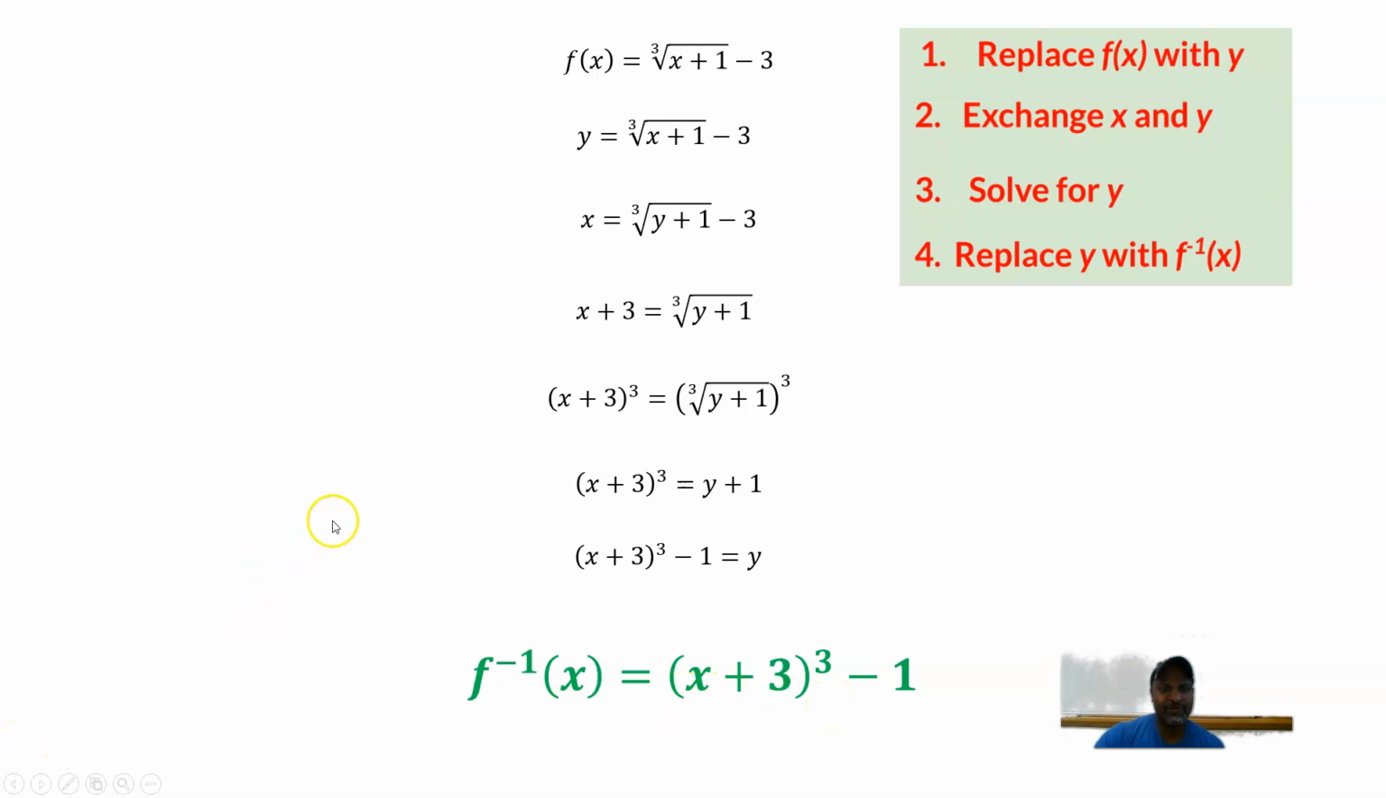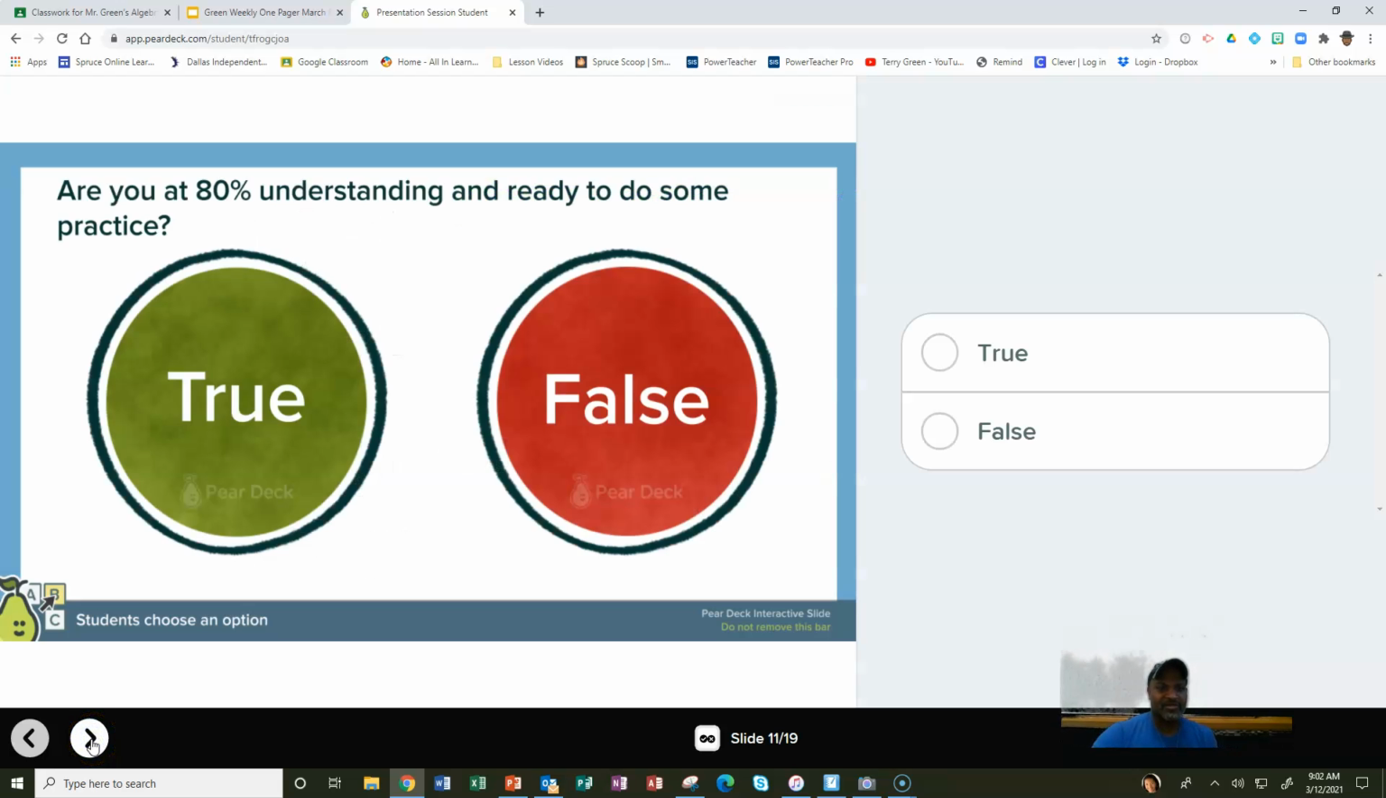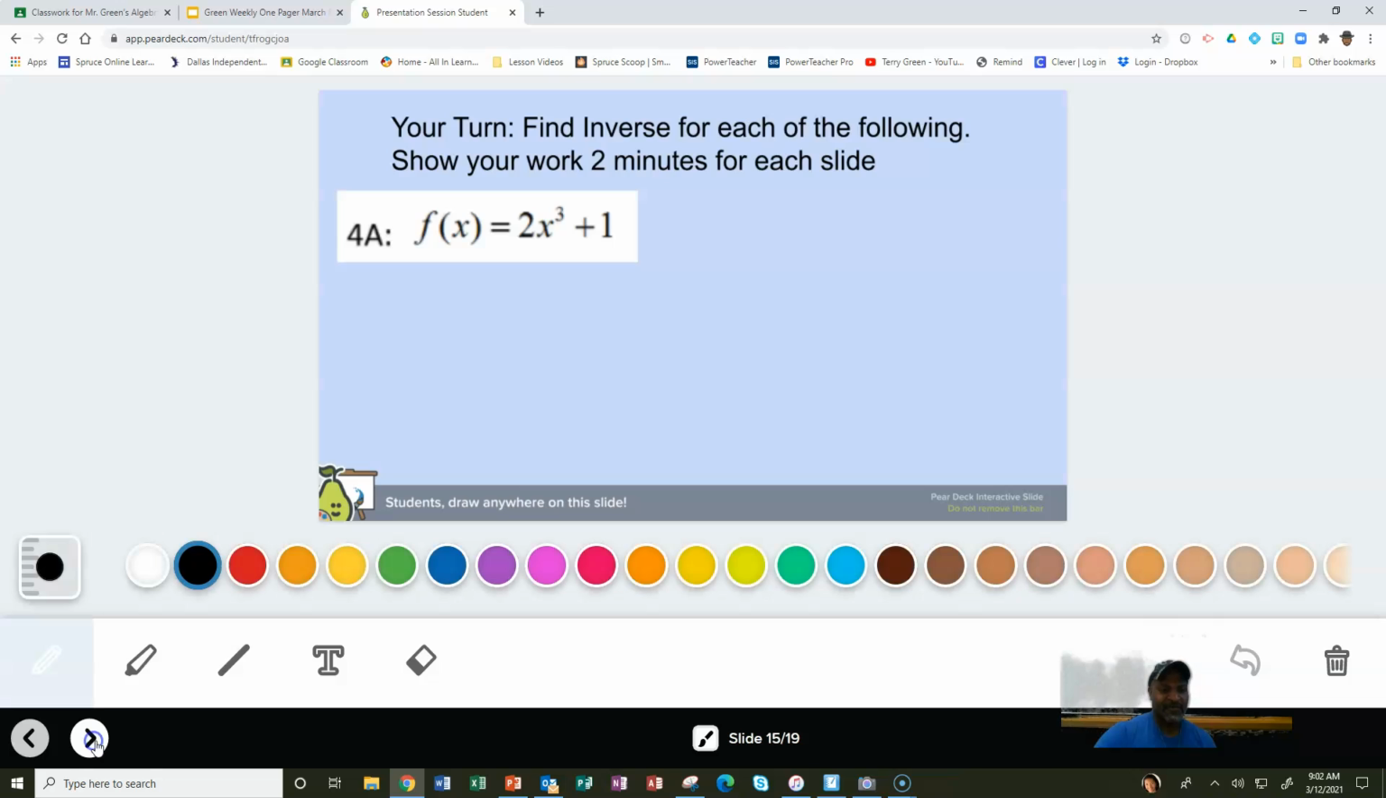Okay, let's keep going. All right, so let's look at another example. You can pause the video so you can look at this slide in more detail. All right. So, are you still at 80%? Are you ready to do some practice? Indicate on this slide true or false.